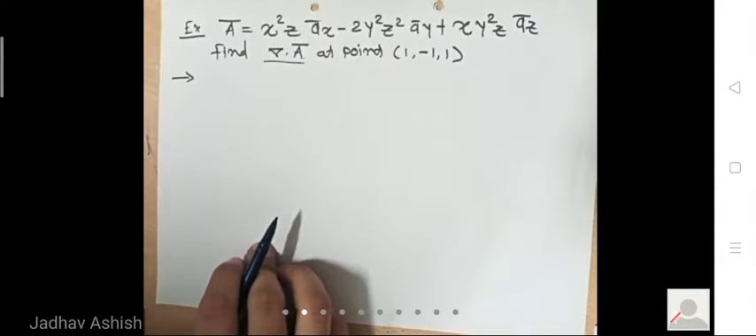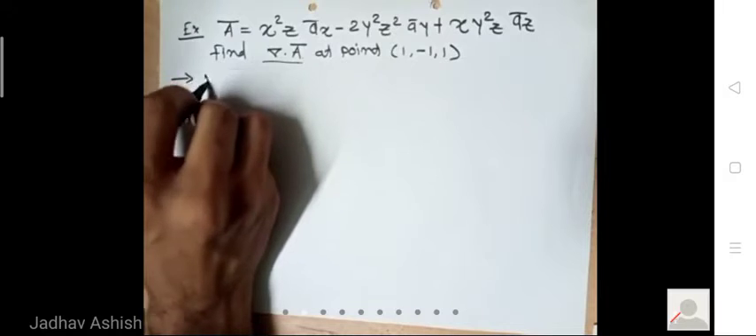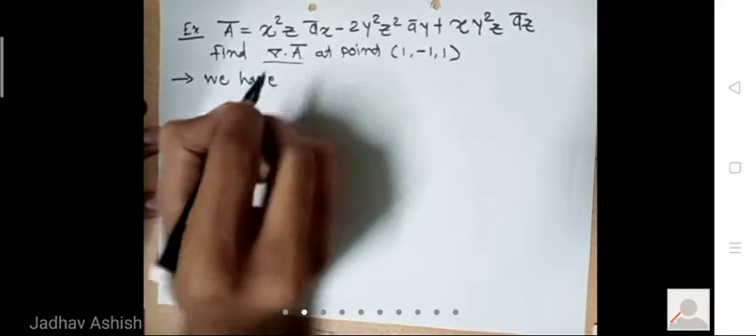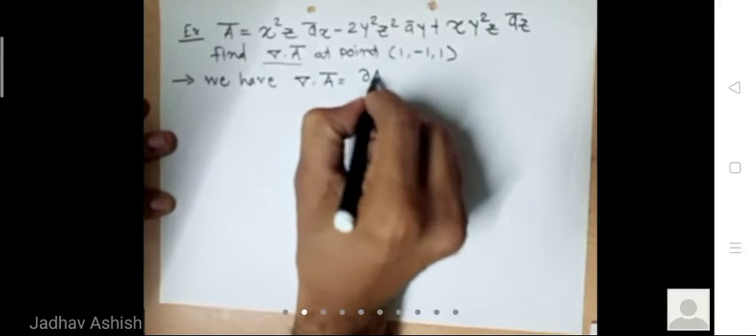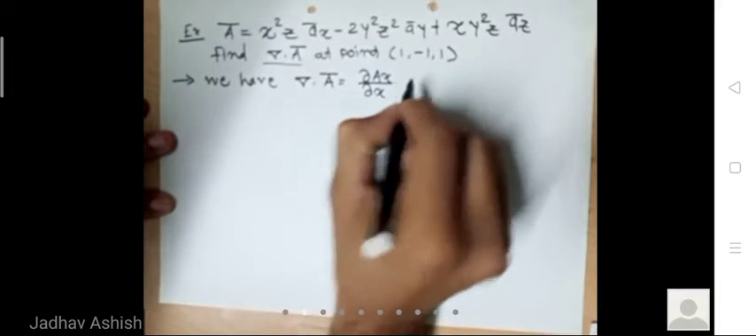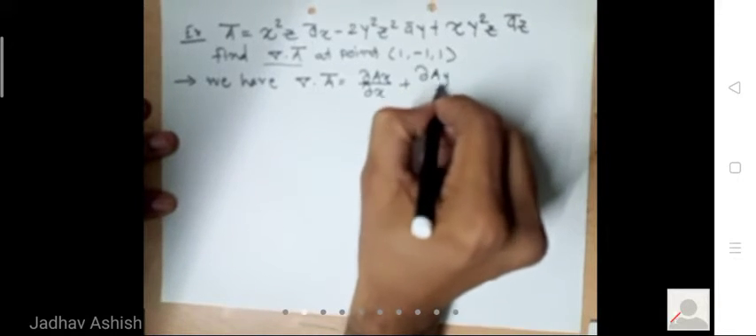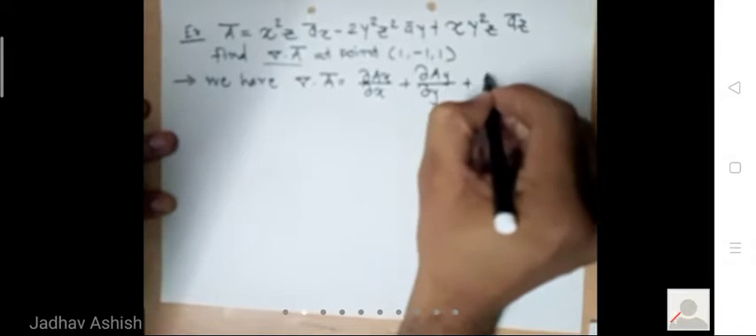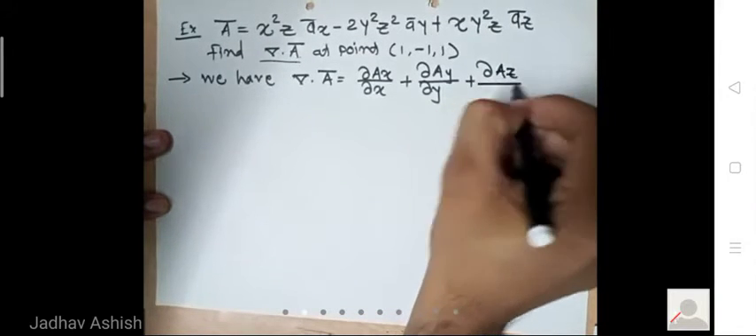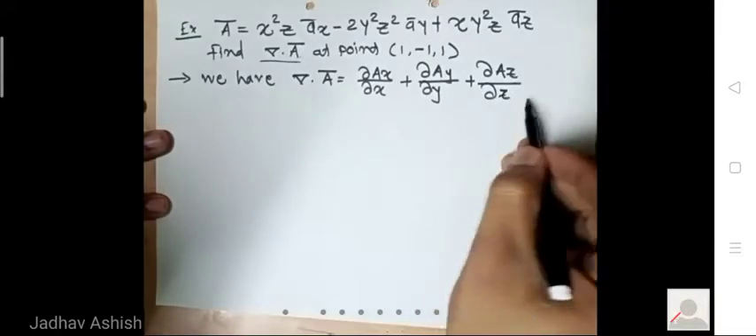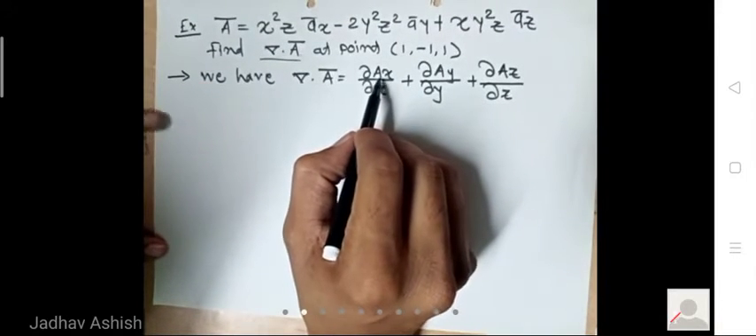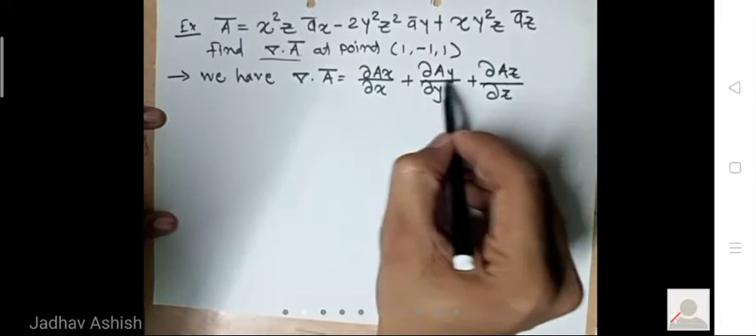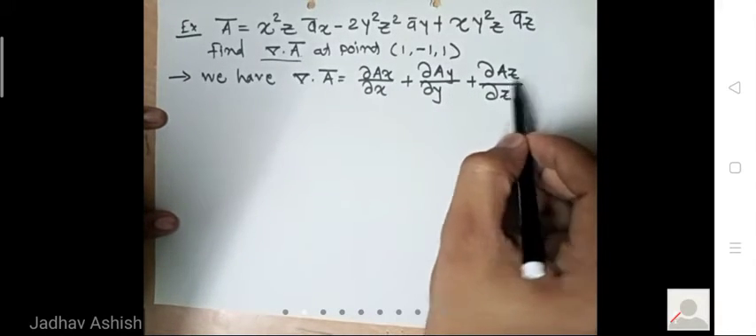If I am having vector A, the definition of divergence: del dot A bar is equal to dou Ax by dou x plus dou Ay by dou y plus dou Az by dou z. Right? So this is the definition of divergence. Now for that, you have to identify the Ax term, Ay term, and Az term from the given vector.